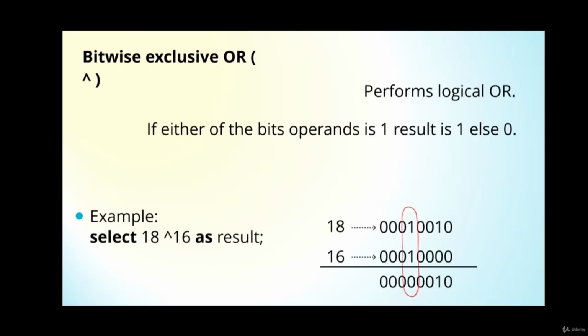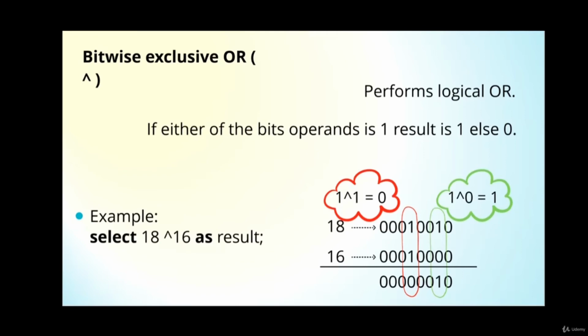So as you can see, in the fourth bit, there are two ones. So 1 exclusive OR 1 is 0. And in the second last bit, there's a single 1. So 1 exclusive OR 0 is equal to 1. So only the second last bit will be 1 in the output. Rest all will be 0.